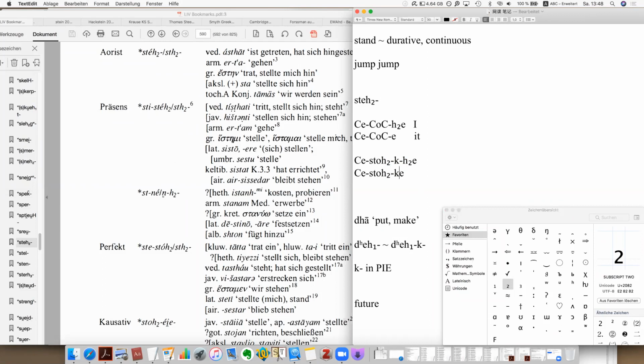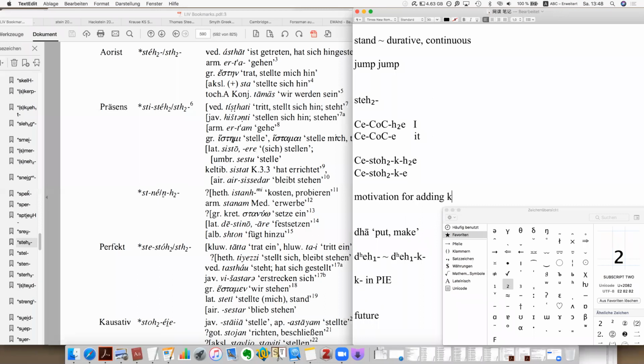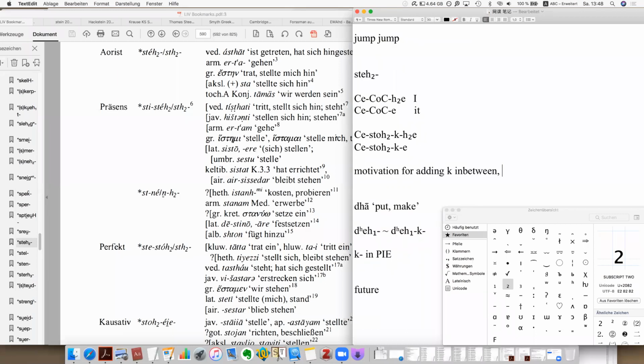That's right. So this is actually probably the motivation for adding a K in between to distinguish the first and third.